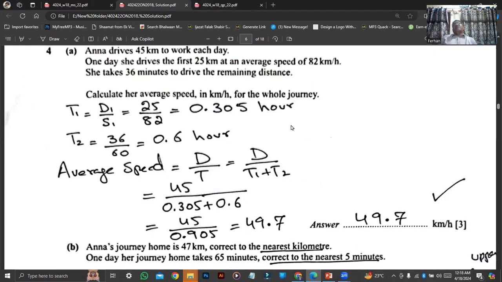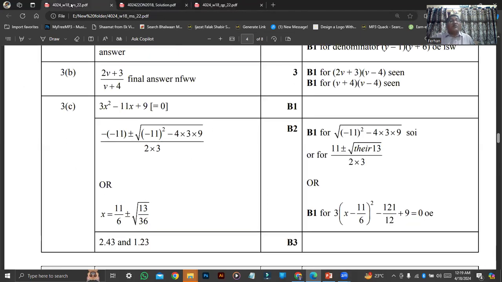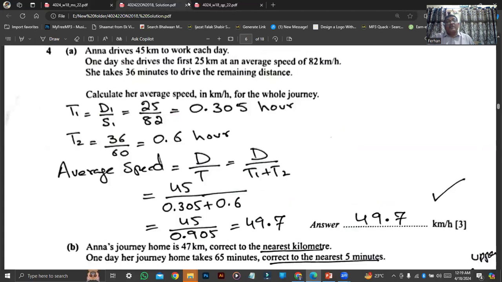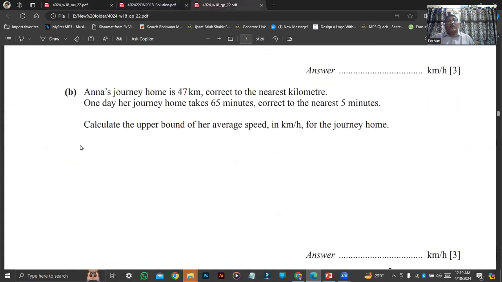So the average speed is the total distance traveled divided by the total time taken. The total distance traveled is 45. The total time taken is T1 plus T2, 0.305 hours plus 0.6 hours, and that will be 0.905 hours. So 45 kilometers divided by 0.905 hours, so the average speed will be 49.7 kilometers per hour, and that answer is right. You can look at the marking scheme, and this is how it is done. I hope you understand. So we are going to the next question.